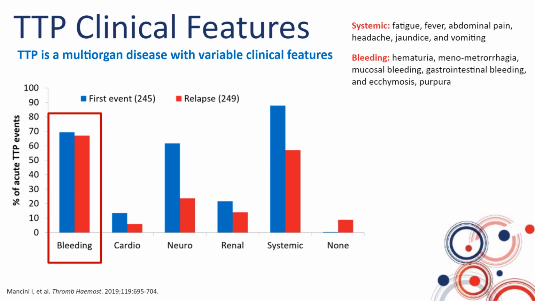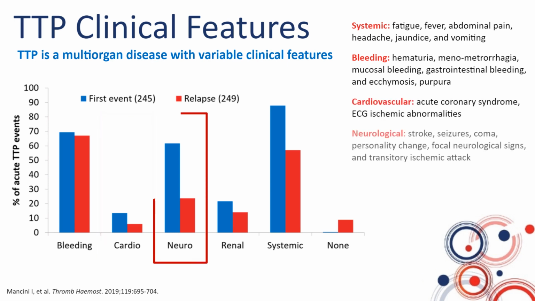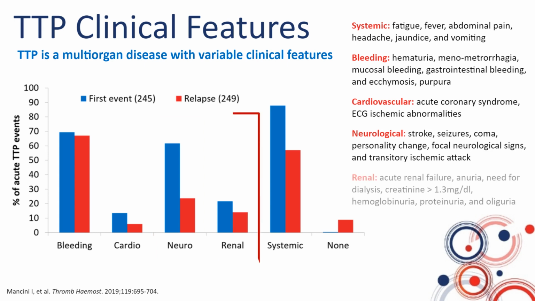and the most important bleeding symptoms are purpura and ecchymosis, and then cardiovascular, which could be acute coronary syndrome, and neurological syndromes like stroke, seizure, coma, and also personality change or focal neurological signs and transient ischemic attack, not associated with a change in the CT scan. And sometimes you can see acute renal failure, but that's not very important compared to HUS. So this is the clinical picture that you can see.